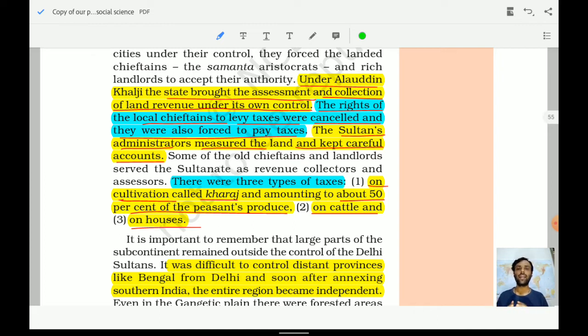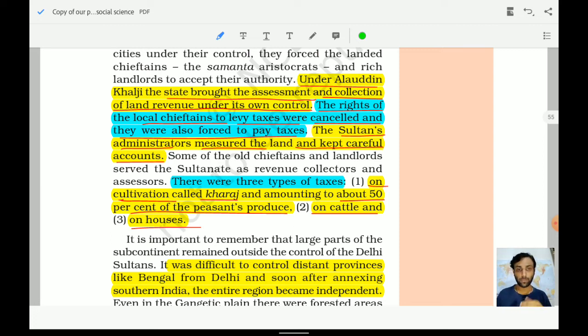So the sultan's administration measured the land and kept careful accounts. There were three types of taxes on cultivation, called kharaj. Remember these taxes because they may be asked as a question in the prelims. So there was a tax on cultivation. It was known as the kharaj, and it was 50% of the peasant's produce.